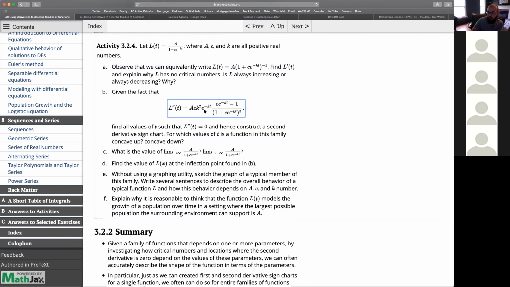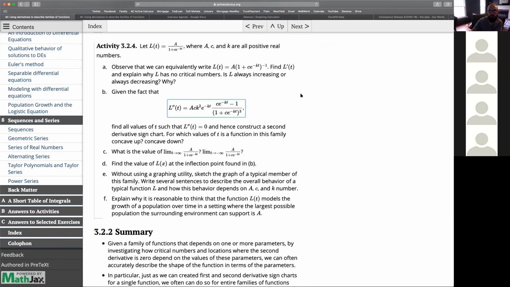Well, I'm not going to get a 0 by dividing by anything. As we said, A, C, and K are all positive numbers, and this exponential function right here is positive. So maybe this term right here, C e to the minus kt minus 1, is the only time my second derivative is going to be 0, when that thing is equal to 0.